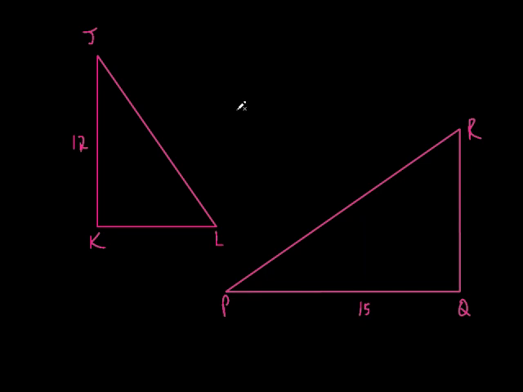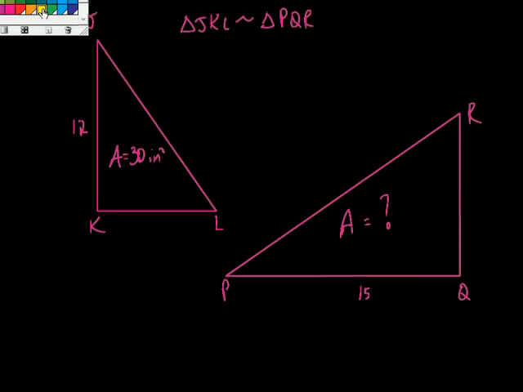Let me pause this while I draw a picture. All right, now we've got our picture drawn. Let's see what they tell you. It says triangle JKL is similar to triangle PQR. So you know which ones go with what. All right, and it says the area of JKL, so the area of this one right here, is 30 square inches. It says find the area of PQR. So what is the area of this one? Put a question mark there. All right, so this is the kind of stuff that they're going to ask you to do.